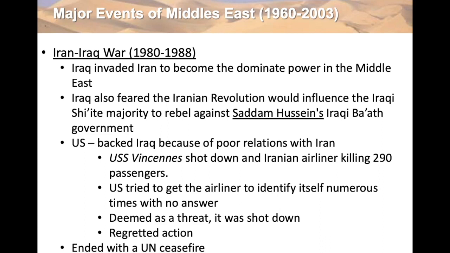Iraq had feared that the Iranian Revolution would influence the Iraqi Shiite majority to rebel against Saddam Hussein's Iraqi Ba'ath government. So the Shiites had a majority, but the Ba'ath Party, controlled by Saddam Hussein, controlled the government. They were afraid that the Shiites would try to overthrow the Ba'aths like the Iranian Revolution.